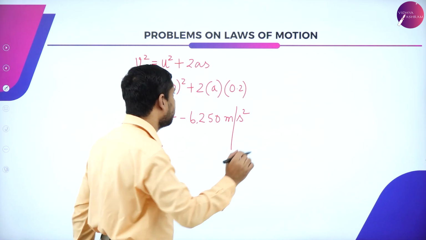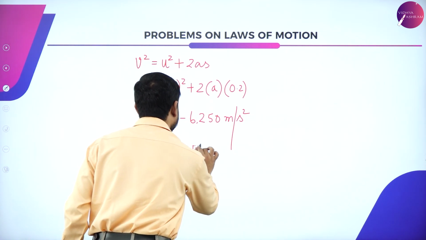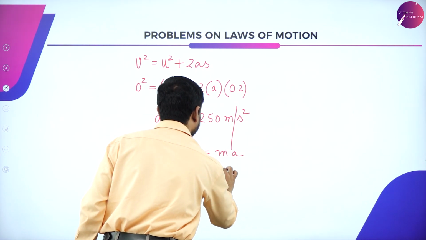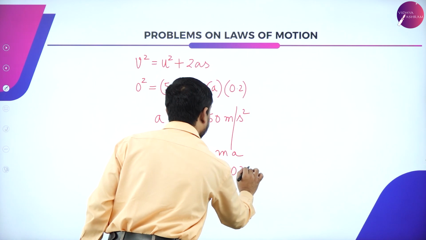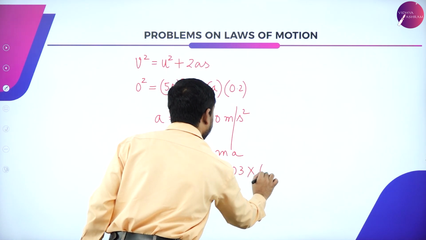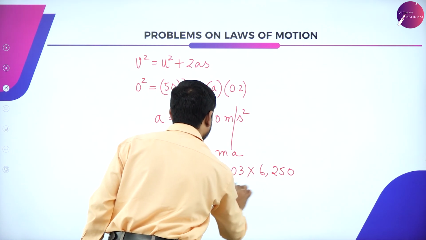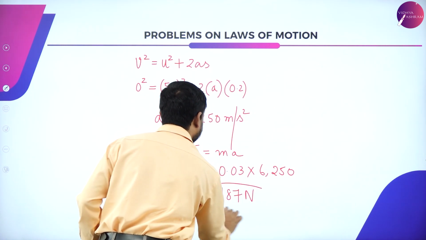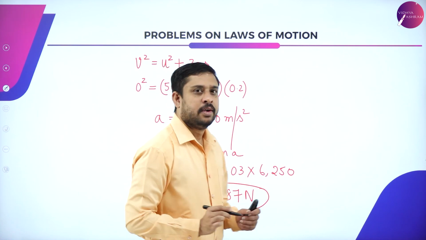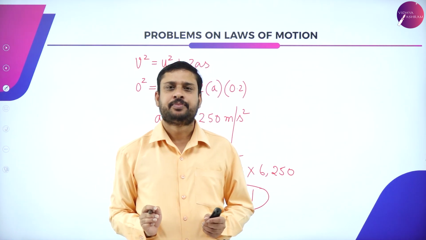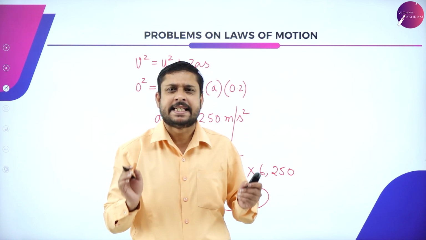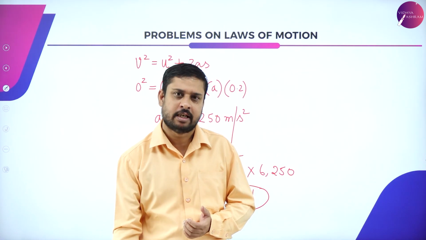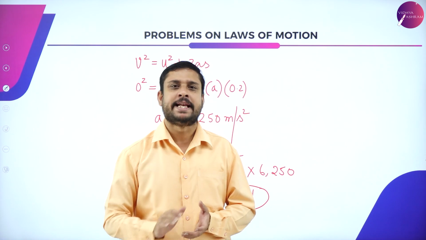Again with this, force is mass into acceleration, 0.03 into 6,250, which is roughly 187 Newton. So we have seen how using the basic ideas of laws of motion, I have solved the numericals.